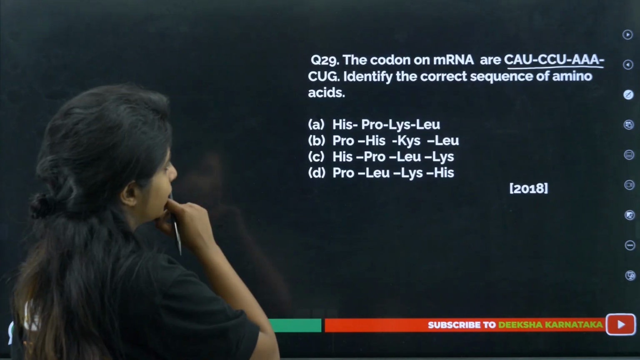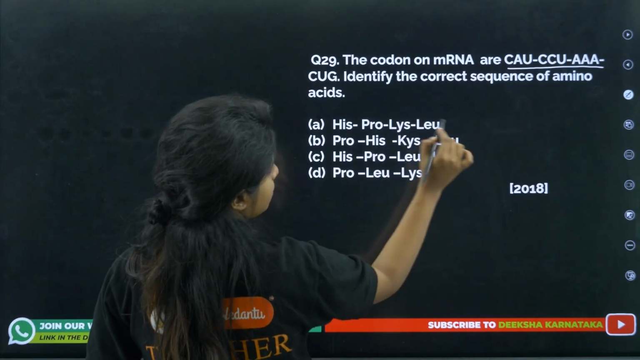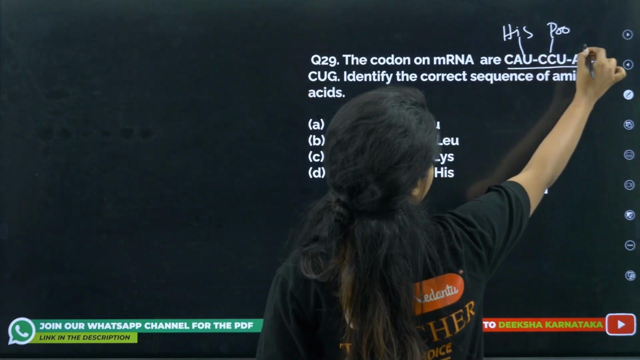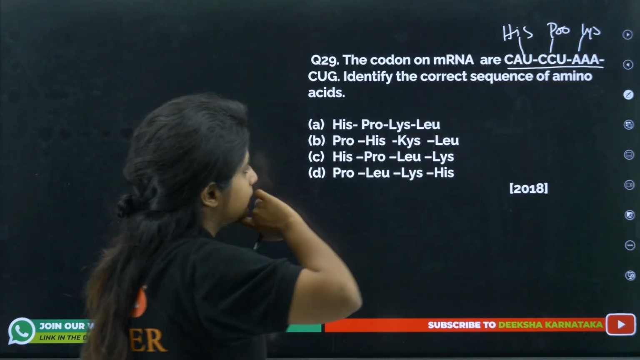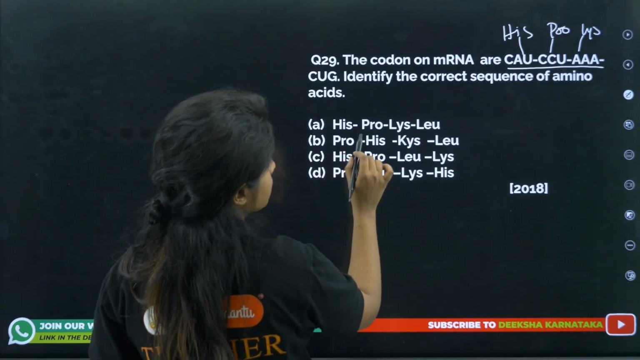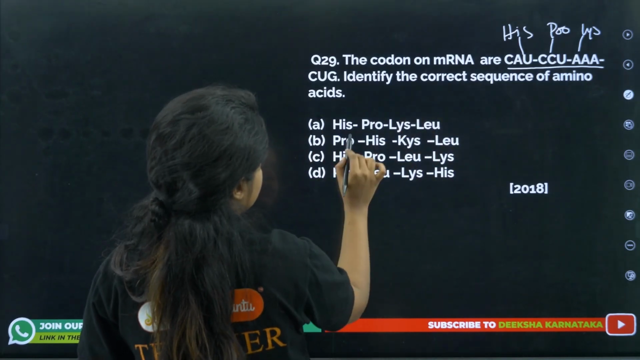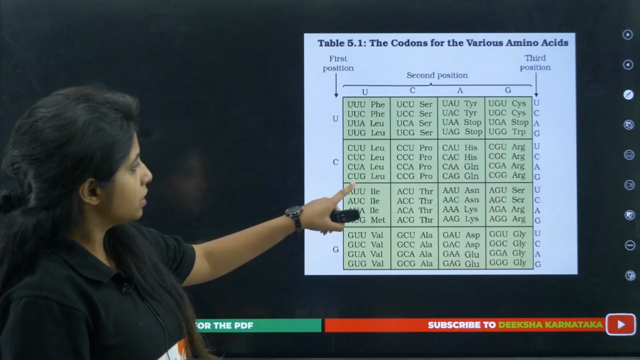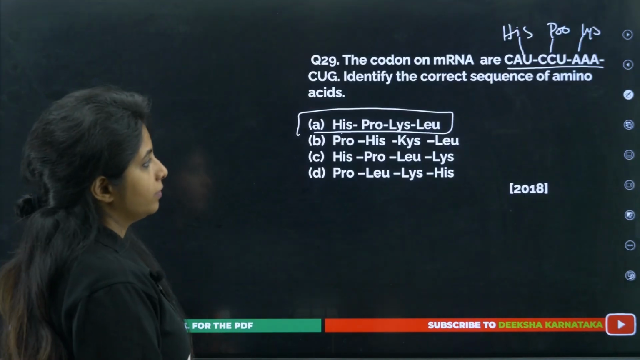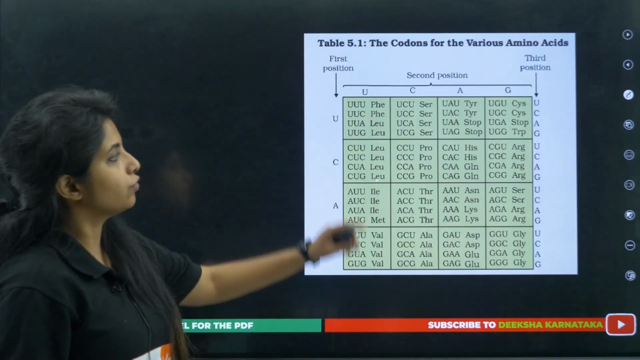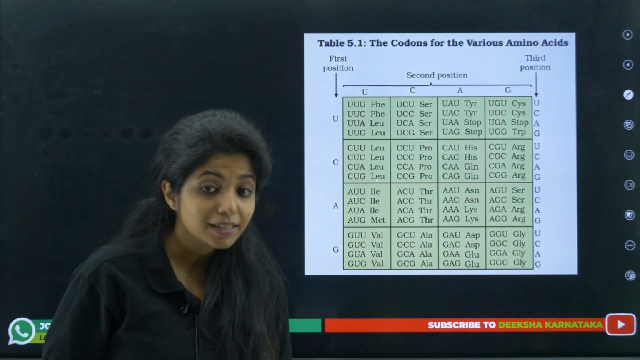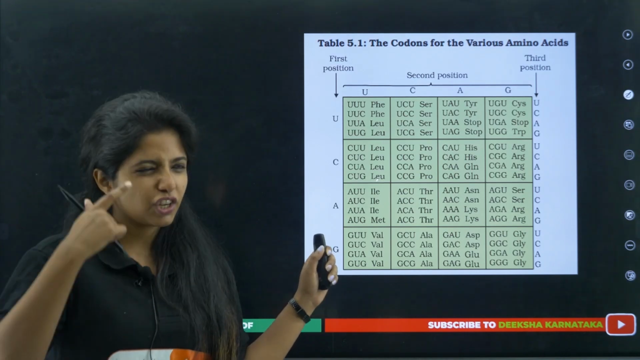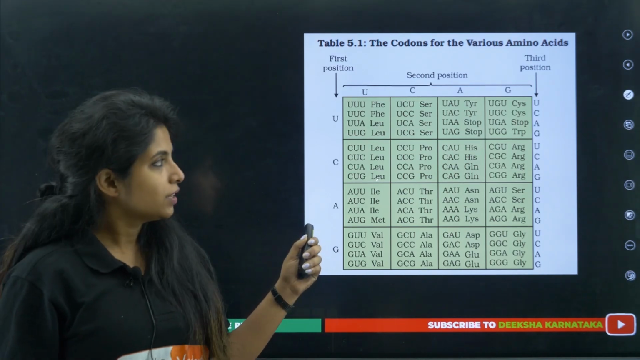Okay, CAU is for histidine. CCU is for proline. AAA is for lysine. So with this one only you can get the answer. Histidine, proline, lysine should be there, and then it will be leucine. Let's see. CUG is for leucine or not? CUG is for leucine. Okay, so this becomes the answer. Now if you're not aware about this, you won't be able to answer this. That's why I told you to watch that video. I've given a short trick to remember, which I forgot now, otherwise I would have told you right now. So you can use it.